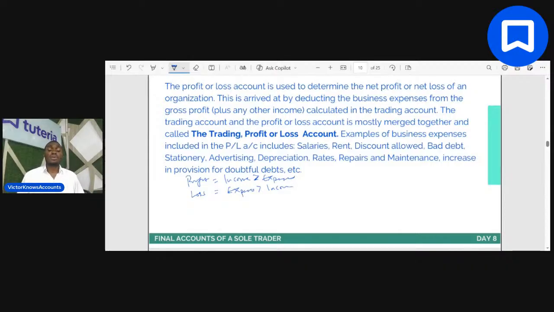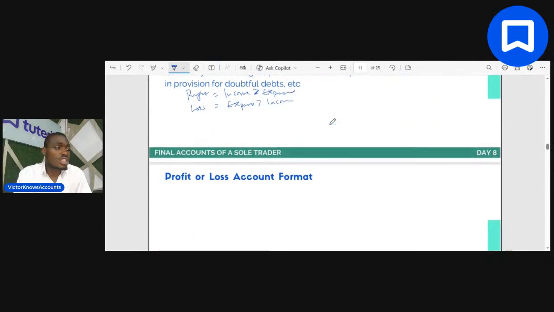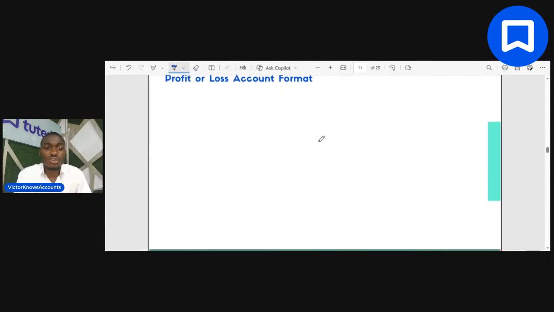Examples of business expenses include salaries, rent, discount allowed, bad debt, stationery, advertising, depreciation, rate, repairs and maintenance, increase in provision for doubtful debt, among others. Now let us give a pictorial representation of the profit or loss account. How will it look in real life?